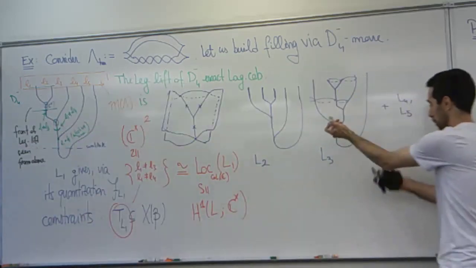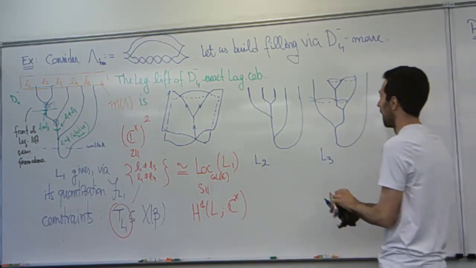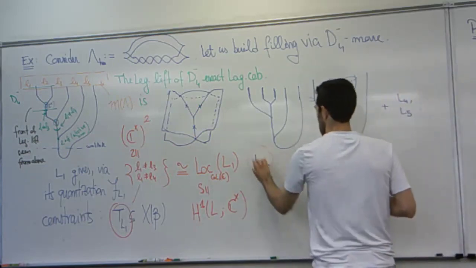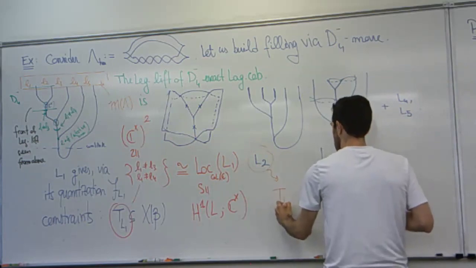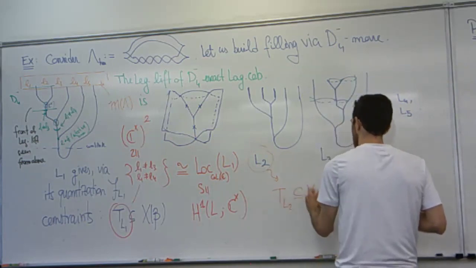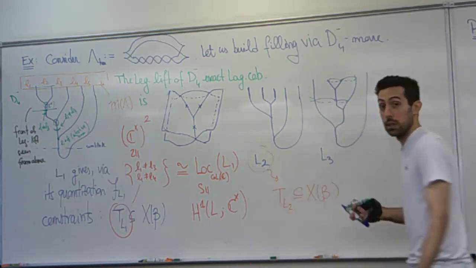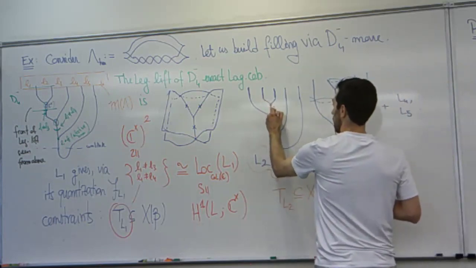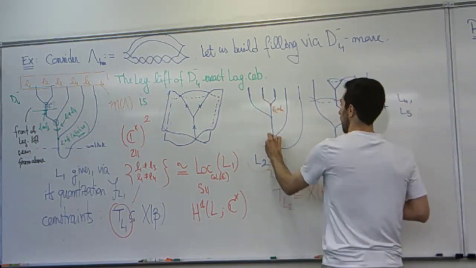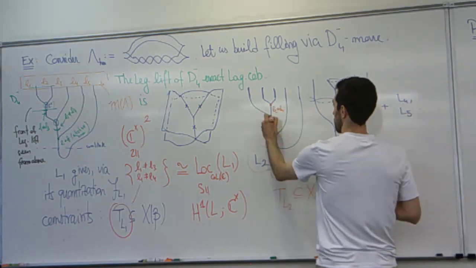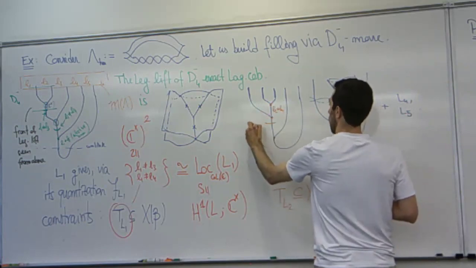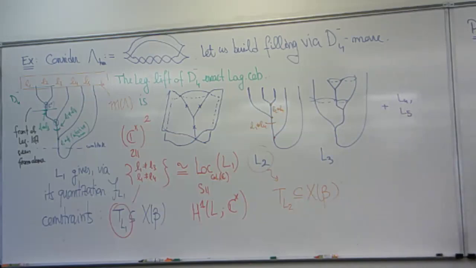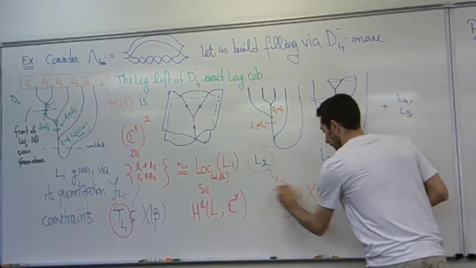Okay, so now we can keep having fun with this, but for instance, for L2, what would I have? Well, L2 is going to give me some other torus, T sub L2, inside of my variety, X beta. How is it cut out? Well, the first equation that I get is that L2 is different from L4. And down here, I get the condition that L1 is different from L4. Do you see that?